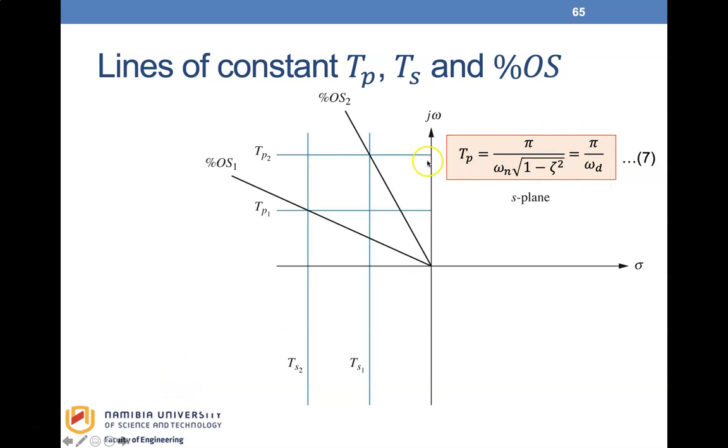Therefore, horizontal lines are lines of constant peak time. Similarly, equation 15 shows that the settling time is inversely proportional to the real part of the pole. Since zeta is cos theta, radial lines are lines of constant zeta. And since percentage overshoot is a function of only zeta, it means that radial lines are lines of constant percentage overshoot.